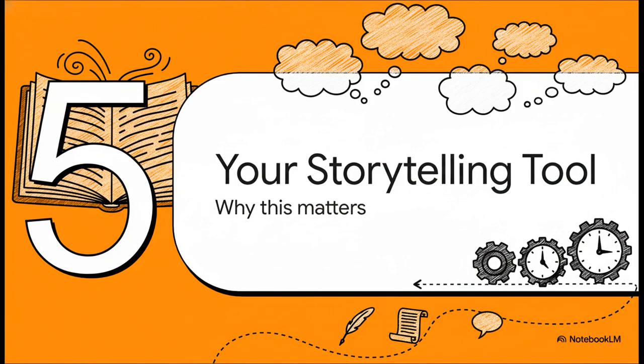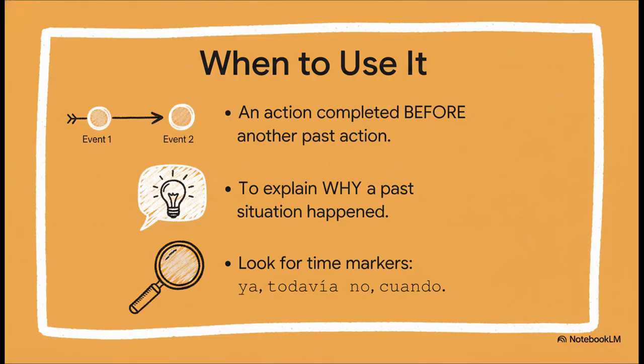Okay, so let's wrap this up by talking about why this is so important. This isn't just some obscure grammar point. It's a seriously powerful tool that will make your stories and your explanations in Spanish so much richer and clearer. So when do you use it? Basically, anytime you need to give some background or explain why something happened in the past. Like, I wasn't hungry because I had already eaten. And you should definitely keep an eye out for signal words like ya, already, todavía no, not yet, and cuando, when. They're often a big clue that this tense is coming.